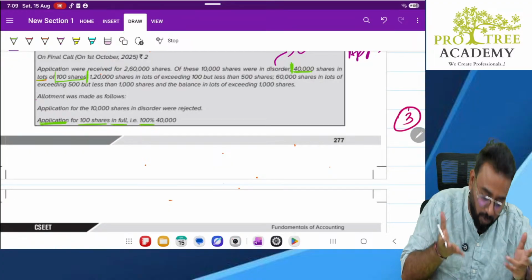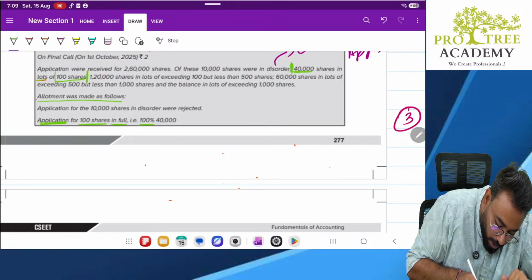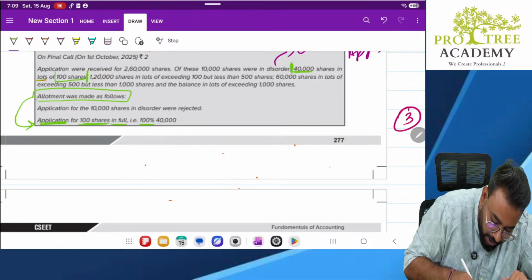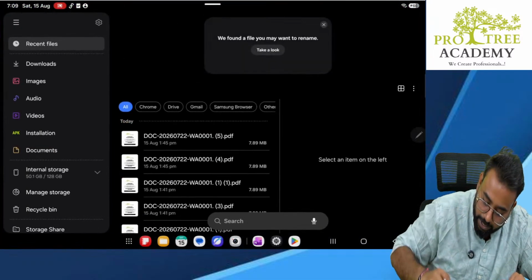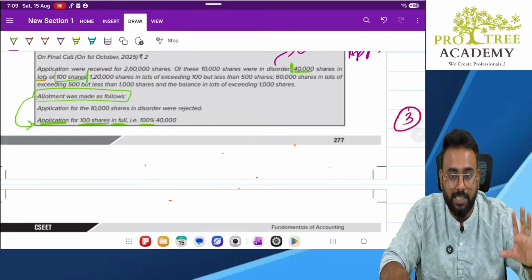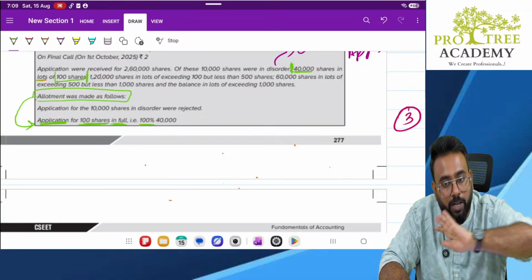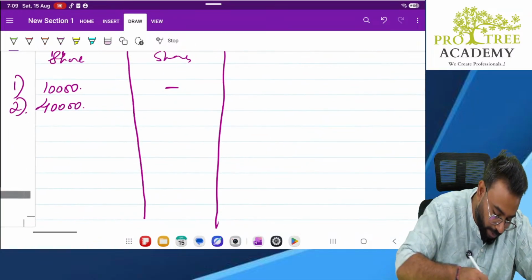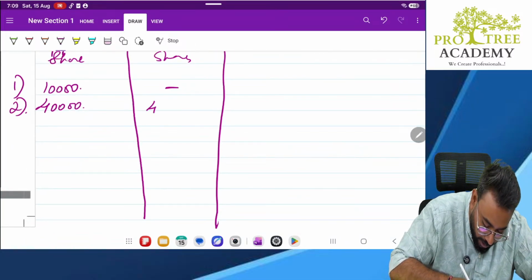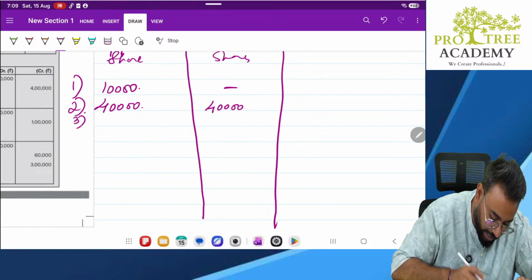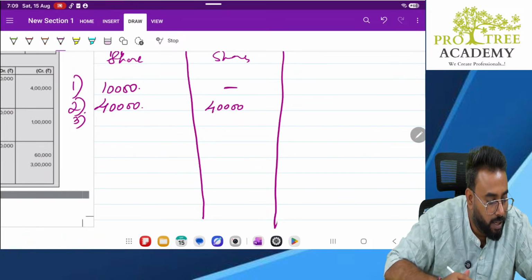In full, sir. Allotment was made as follows. The allotment for application for 100 shares was accepted in full. This is what they are trying to tell you. So whoever has applied for 100 shares each, for them we are giving 100%. So what is the meaning of that? Somebody has applied 40,000 shares, they will receive 40,000 shares. Clear? Okay, sir.